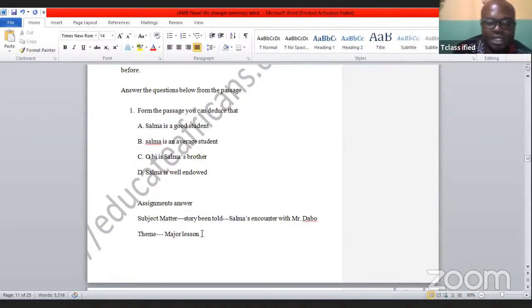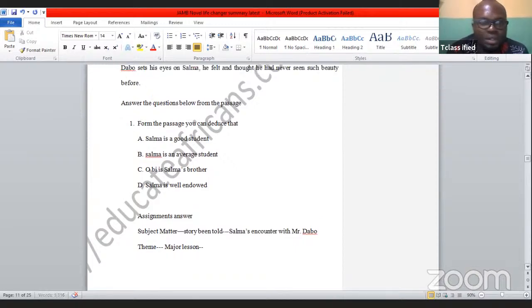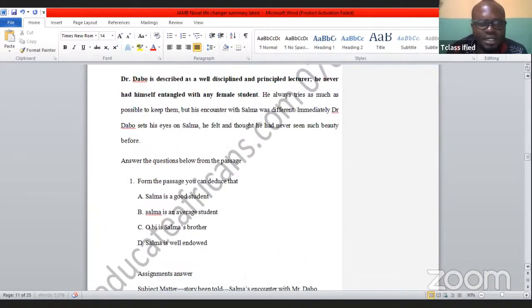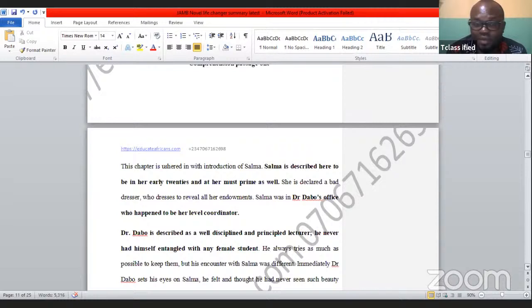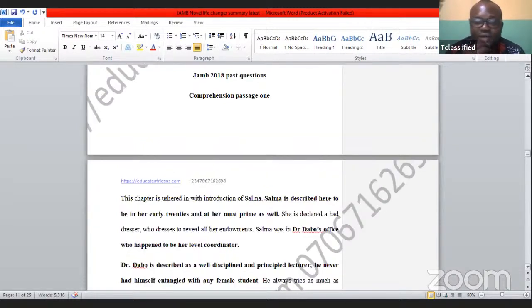Then theme is the major lesson. What did you learn from here? Who can tell me what you learned from this lesson? You can see our comprehension is not a definite comprehension where we could have seen a very clear theme and very clear subject matter, but we can still make out something out of it. So what did you learn from here? What lesson could be derived from this little thing we learned?